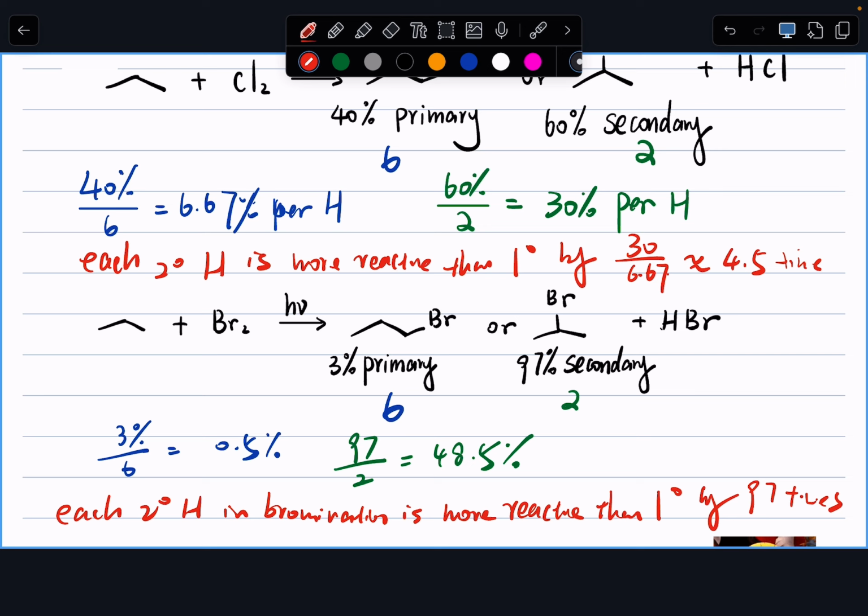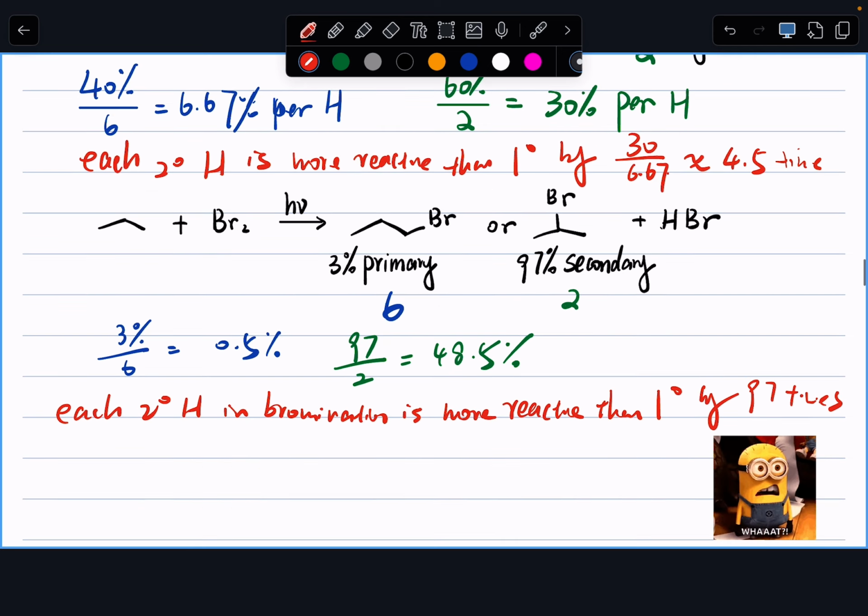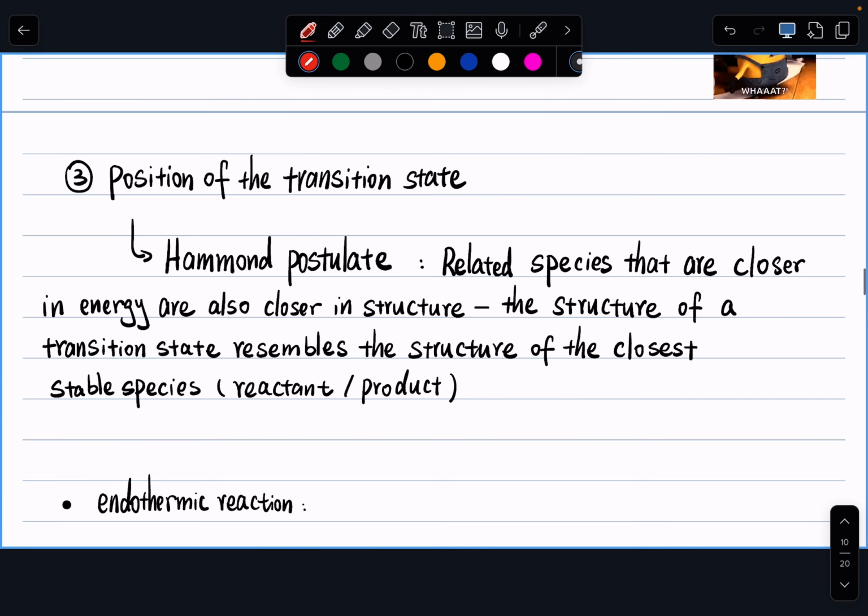So it doesn't answer our full question, which is why bromination is more selective than chlorination. Wait, what? What else is out there, right? So far we went over probability, we went over thermodynamics. So obviously there is another factor contributing to the reaction mechanism and hence controlling the overall selectivity. I only have 5 minutes, so I'm going to quickly introduce the concept and we'll pick up and see how that concept helps us explain the selectivity in the chlorination and bromination reactions.